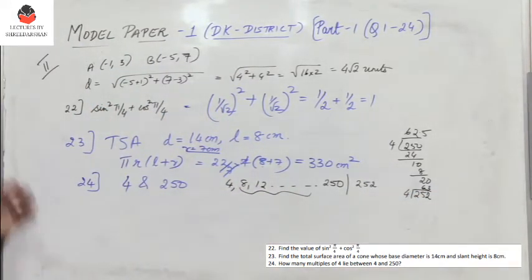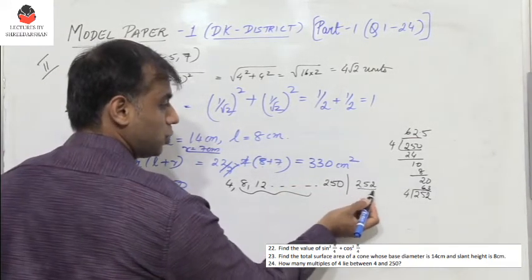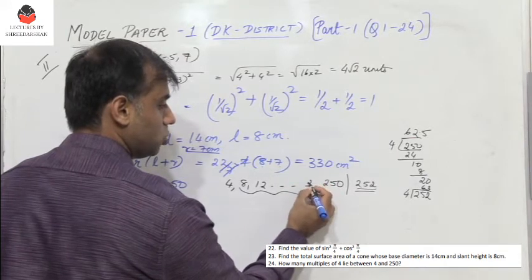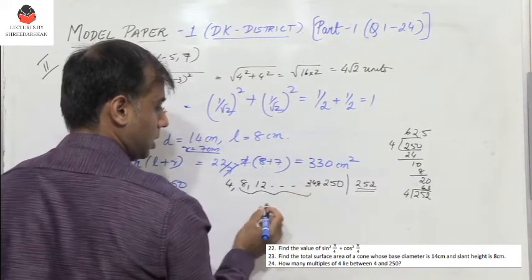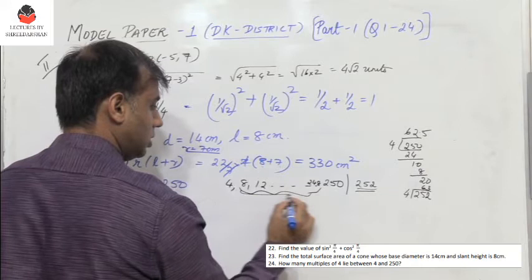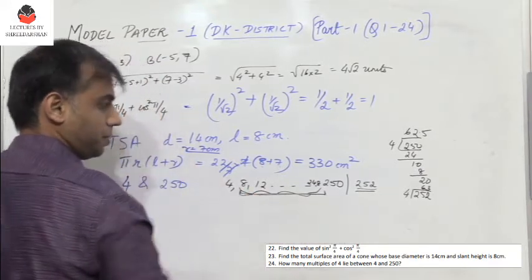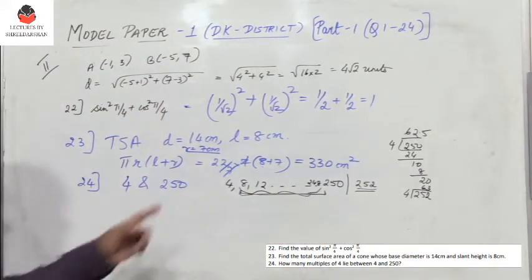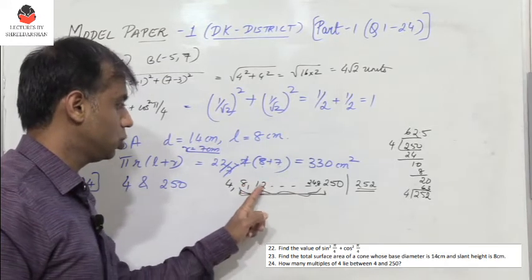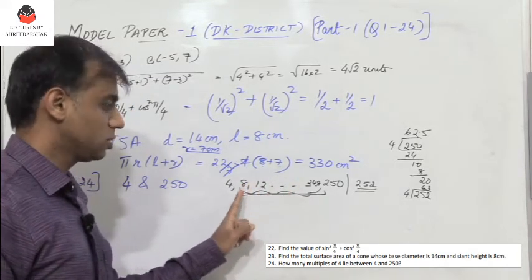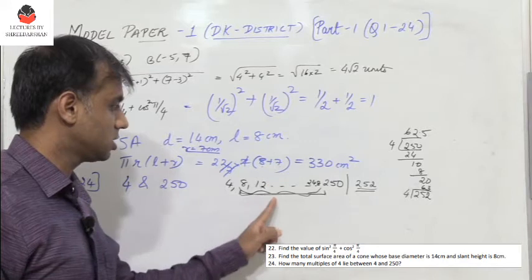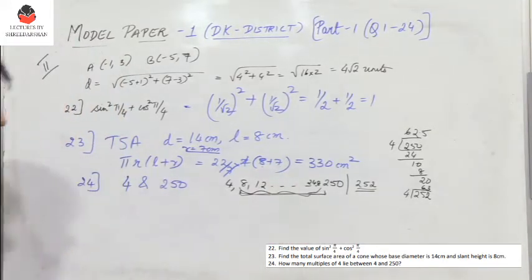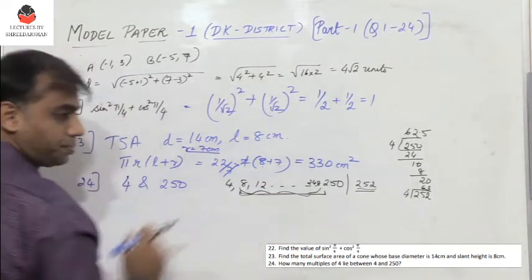So I need to find out how many multiples of 4 are there. So the next multiple of 4 is 252. The previous one is 248. So I need to find out this value. Right? So how many numbers are there? So this is 1, 2, 3, 4. 8 is the first number, 12 is the second, 16 is the third. So like that, I need to find out how many such multiples of 4 are present between these two.